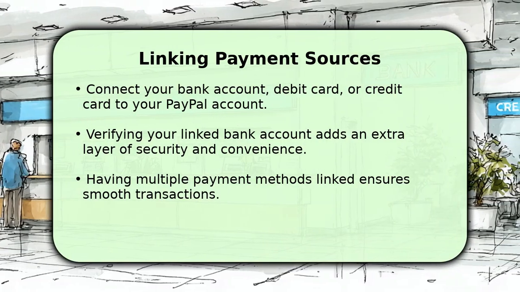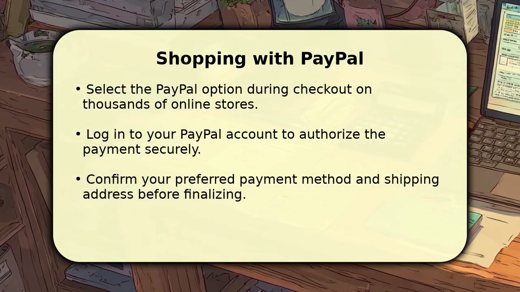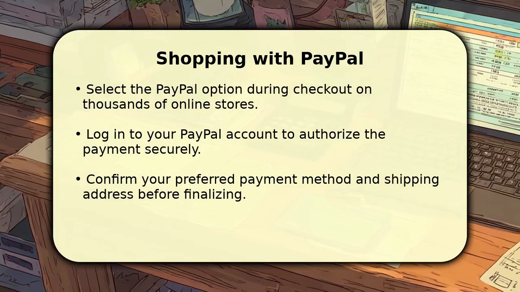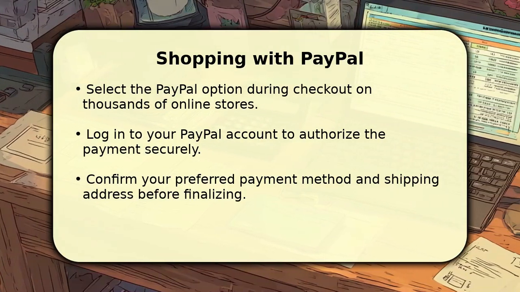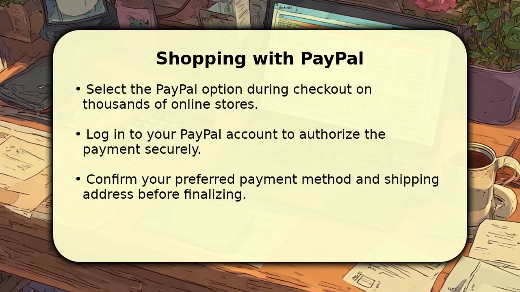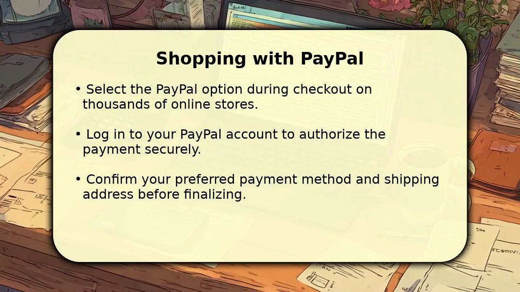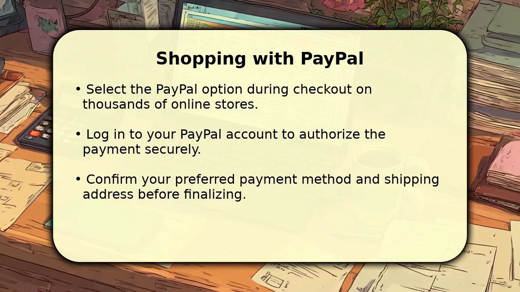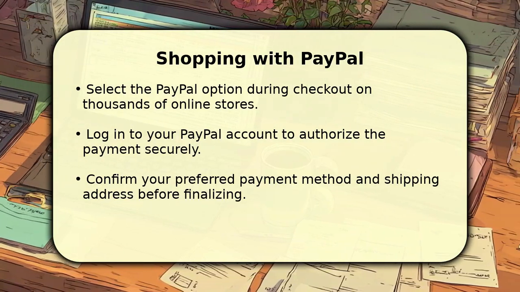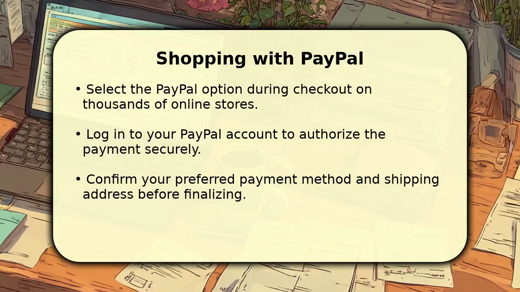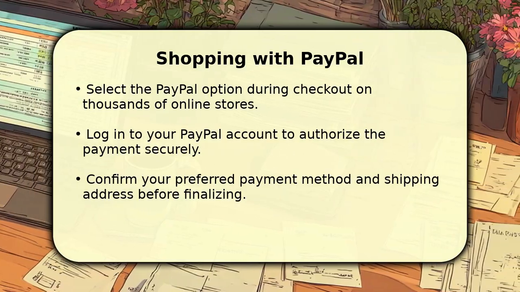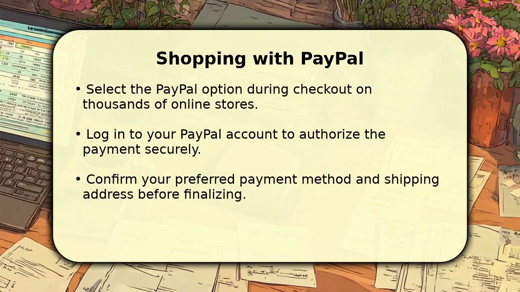use immediately. When you are ready to make an online purchase, simply look for the PayPal button at checkout. Clicking this button will redirect you to a secure PayPal page where you can log into your account. You will then see a summary of your order, allowing you to choose which linked bank account or card to use for that specific transaction. Always review the total amount and your shipping details carefully. Confirming the payment completes your purchase, and you will receive an immediate confirmation.